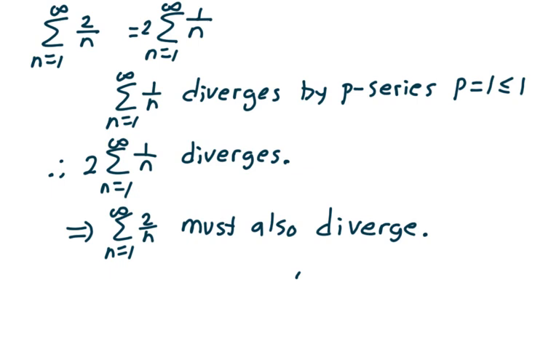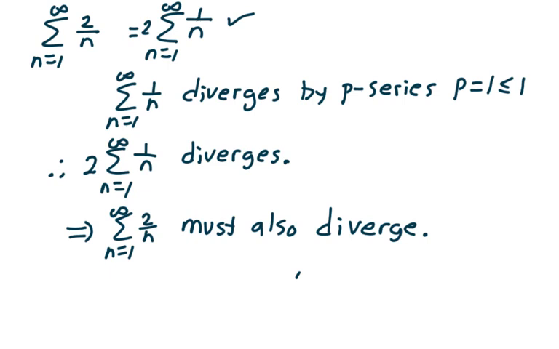Now, look at the summation from n equal 1 to infinity of 2 over n. So this is 2 times the summation from n equal 1 to infinity of 1 over n. The summation of 1 over n diverges by the p-series test, p equals 1, which is less than or equal to 1. So a constant multiple of a divergent series must also diverge. And so the summation from n equal 1 to infinity of 2 over n must also diverge.